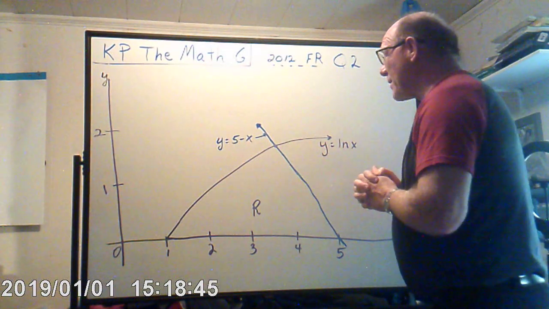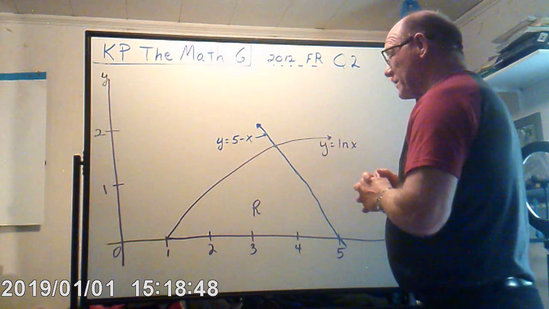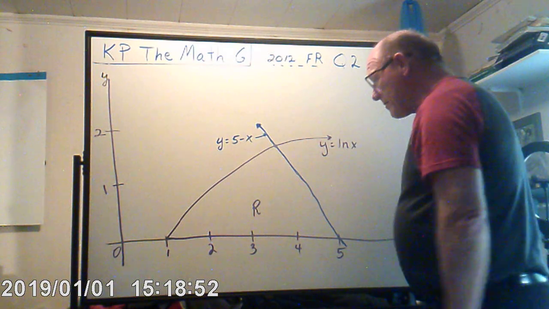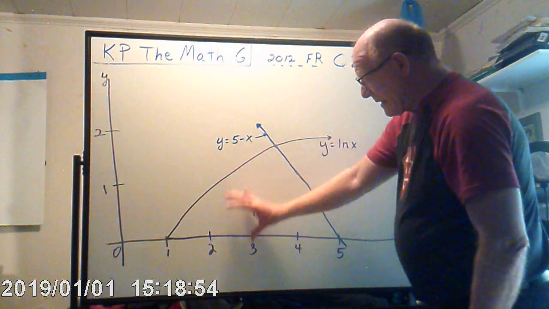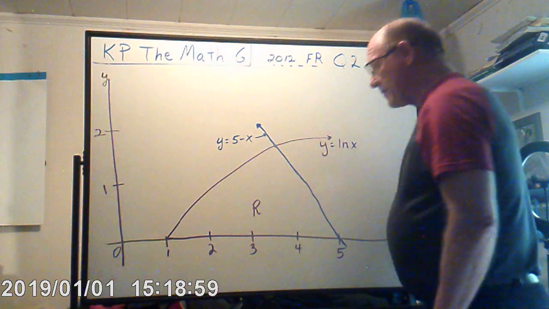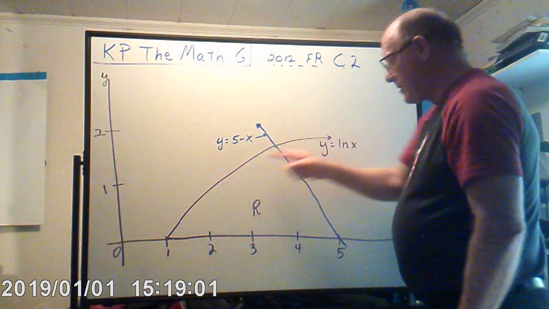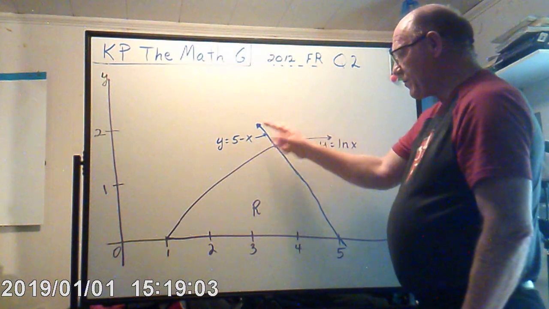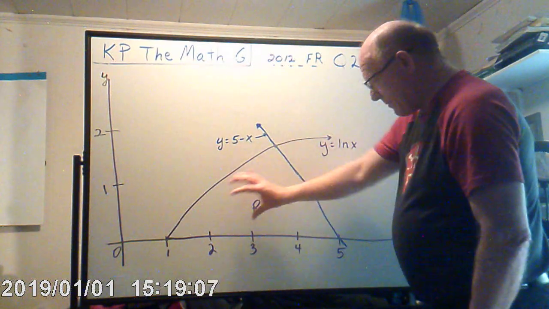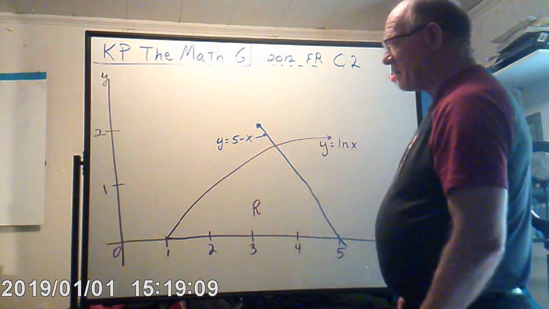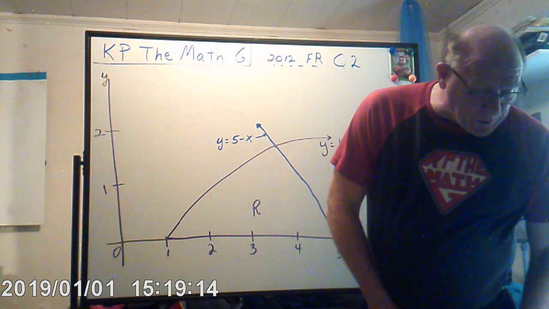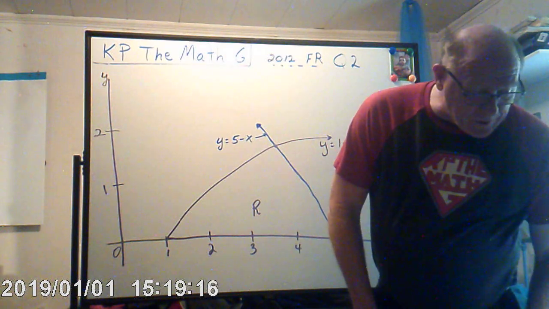This is the 2012 free response question number 2. It is not drawn to scale at all, but I wanted you to see a big picture here. This function is ln of x. This function is y equals 5 minus x. And this region is region R. Three quick questions, so we're going to see if we can do that.